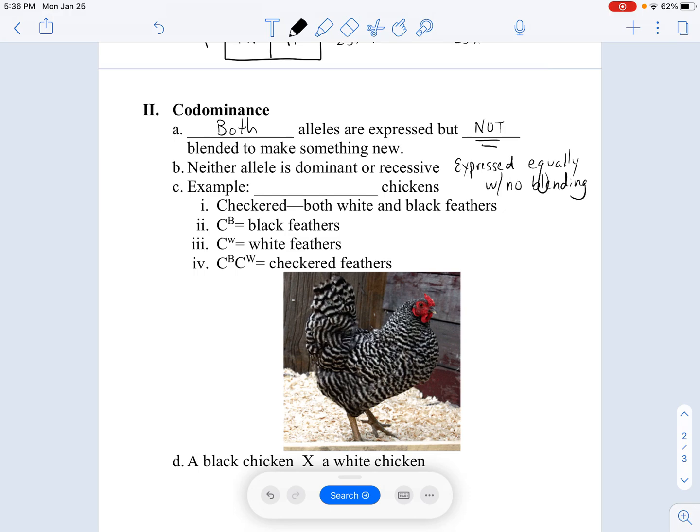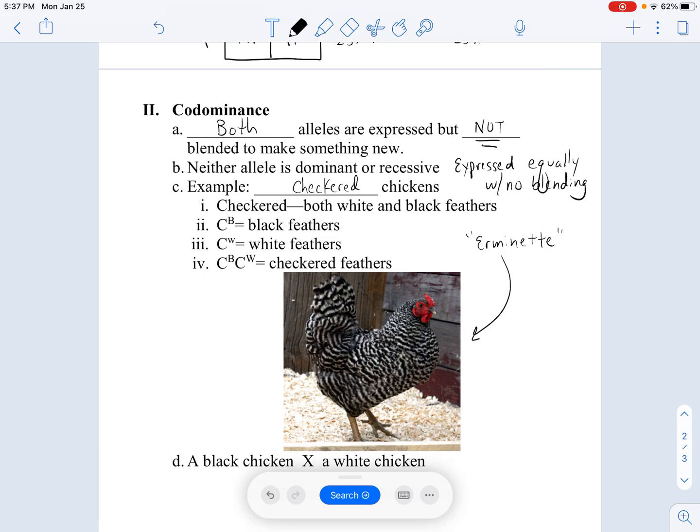A good example, the layman's term is checkered chicken. However, the proper term is called erminette. And erminette chickens look like this. They're absolutely adorable, but you can kind of see why they're called checkered because they almost look like a checkerboard with their black and white feathers.